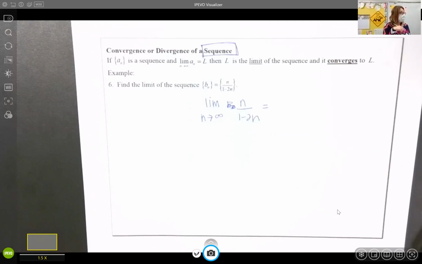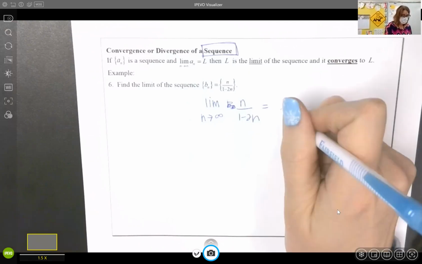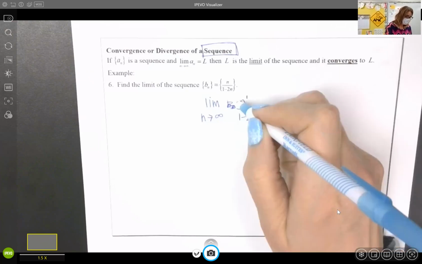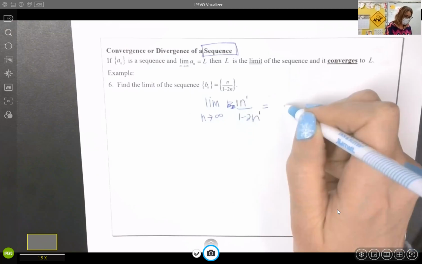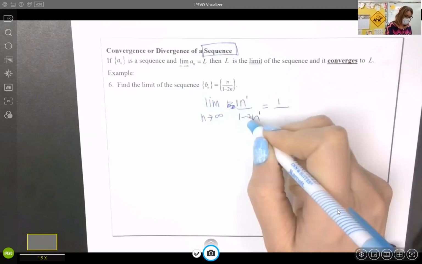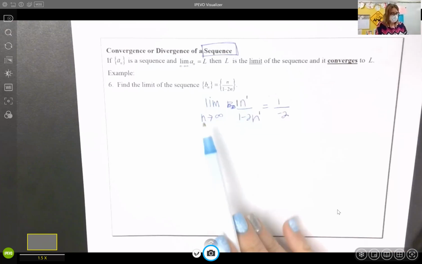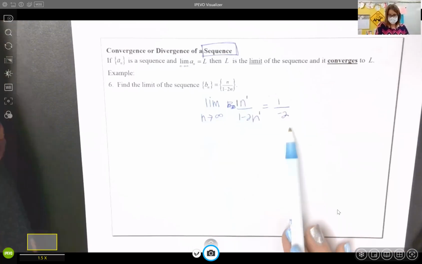Are the powers the same? What do we do when they're the same? So what do we get? The powers are the same. These both have a 1 power. So then I go to my coefficients. So this coefficient is 1 and this coefficient is a -2. So this is going to have a limit of -1/2.